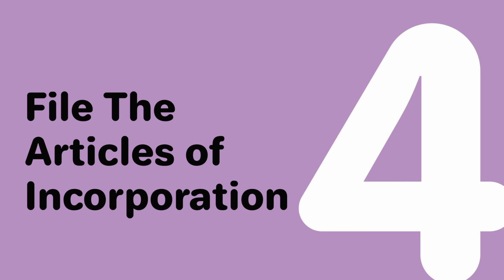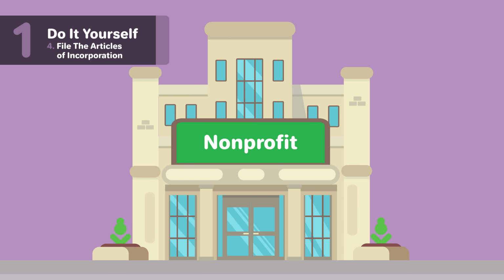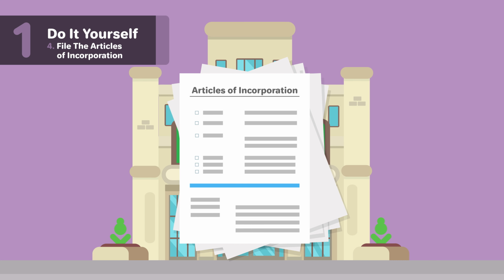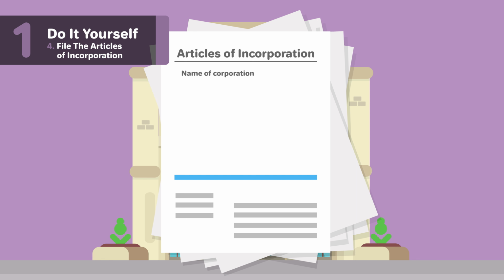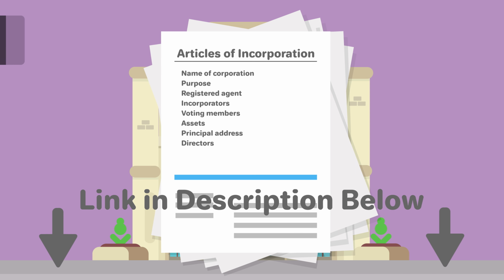4. File the Articles of Incorporation. To form a nonprofit corporation, you will need to file official papers with Utah. In Utah, this is called the Articles of Incorporation. Some possible information in the Articles of Incorporation you may have to include is name of corporation, purpose, registered agent, incorporators, voting members, assets, principal address, and directors. For more information on the sections of Utah's Articles of Incorporation, check out our page linked below.